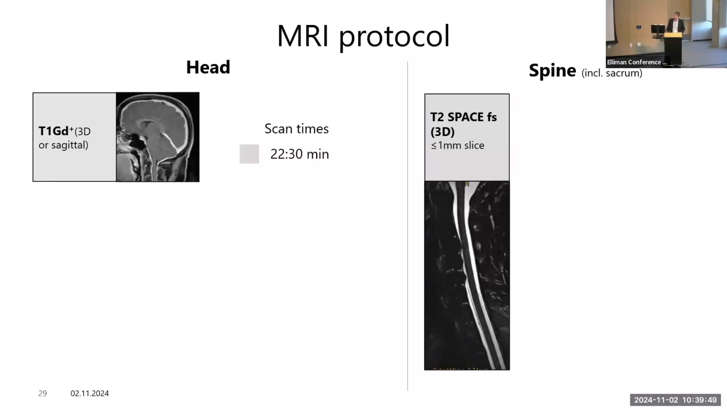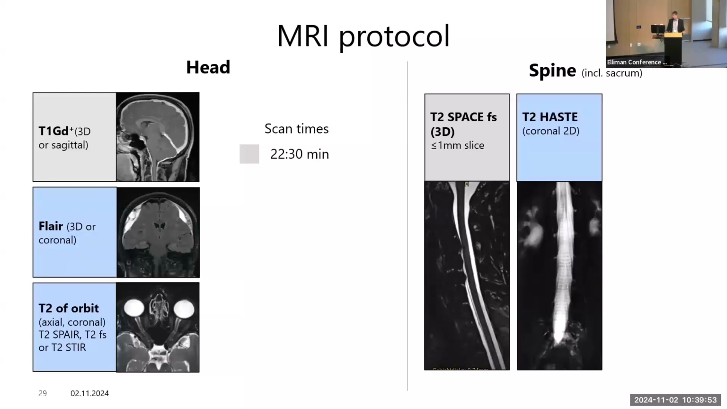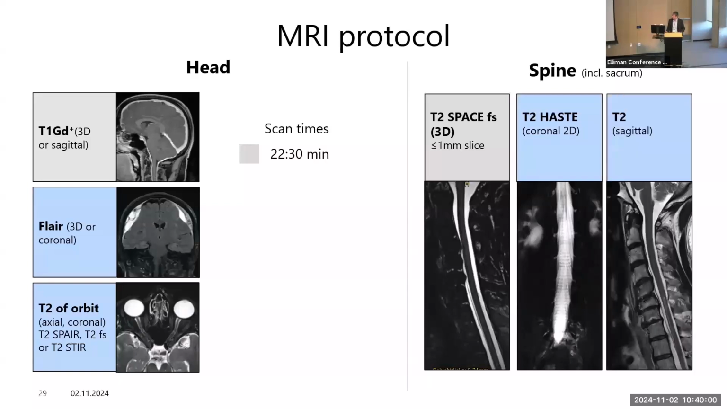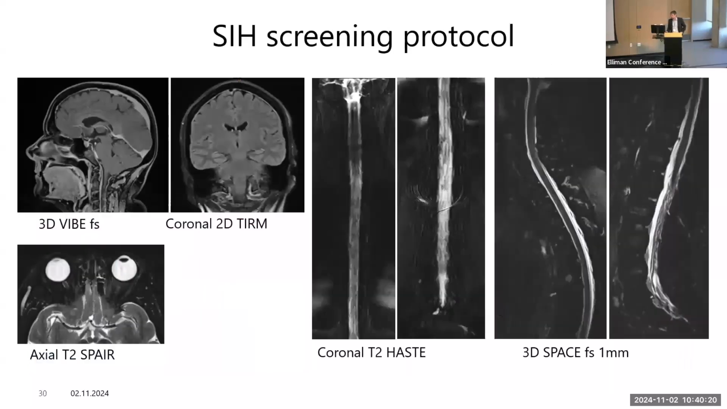And when you want to feel more comfortable, this is at our institution like 22 or 23 minutes. When you feel more comfortable, you should add the FLAIR, the T2 of the orbit, the T2 HASTE. This is just one image, 20 seconds acquisition time, and the T2 for the flow void sign, which we found to be very helpful. And this would be like 37 minutes at our institution. And when you have a patient where you suspect a long course of the disease, you may add the SWI sequence, and this would be like 40 minutes.